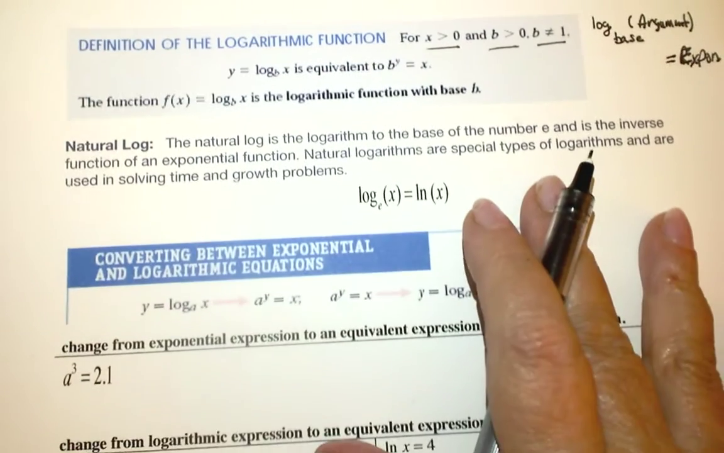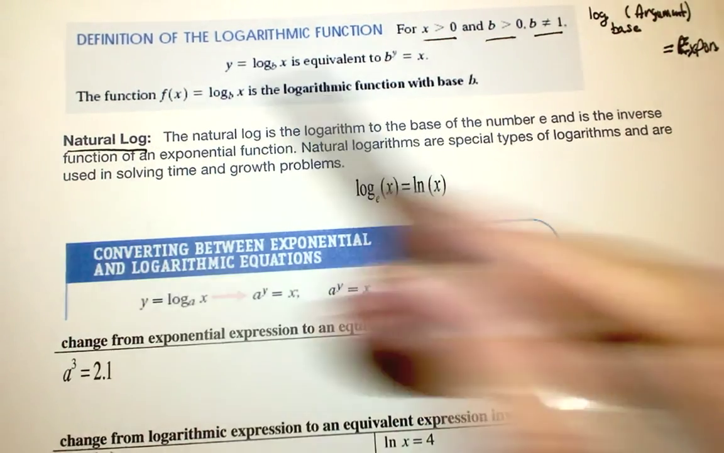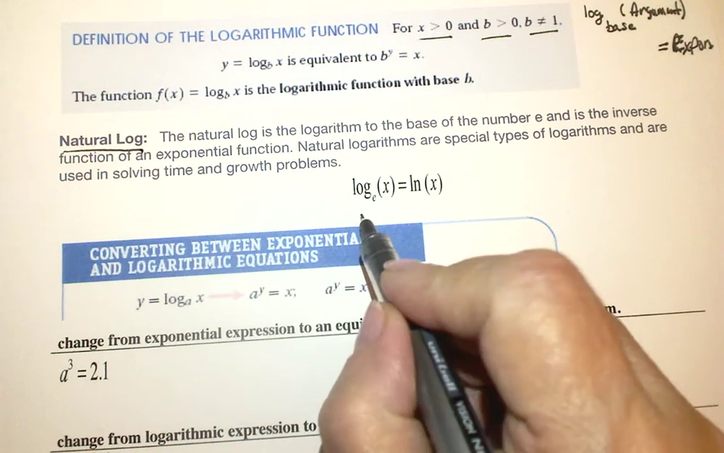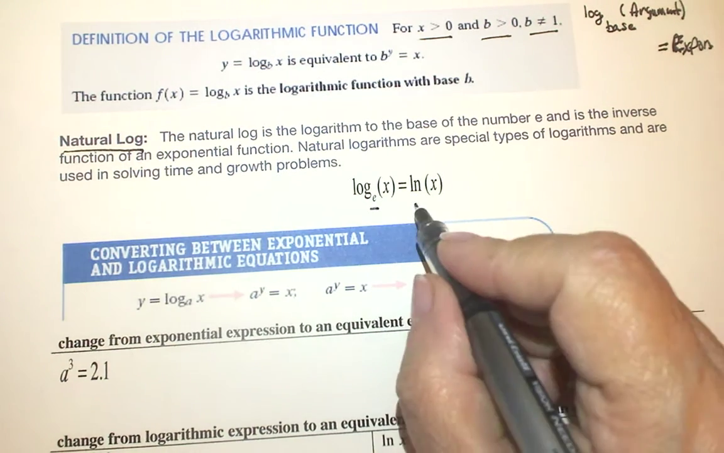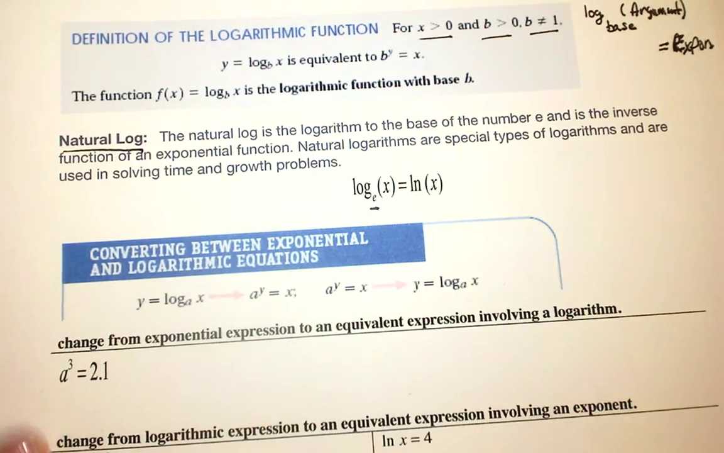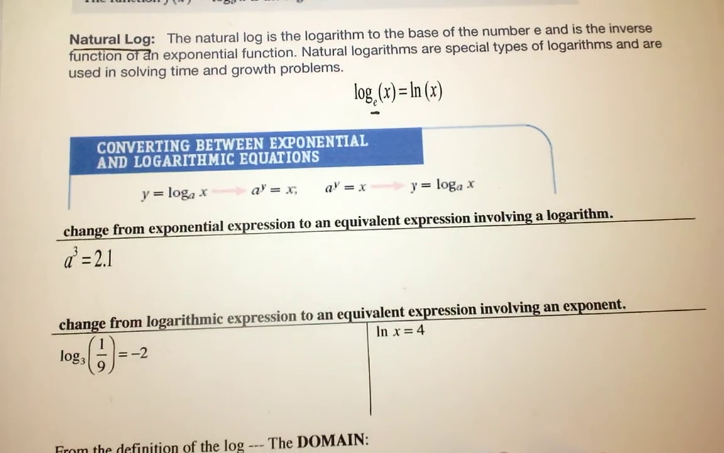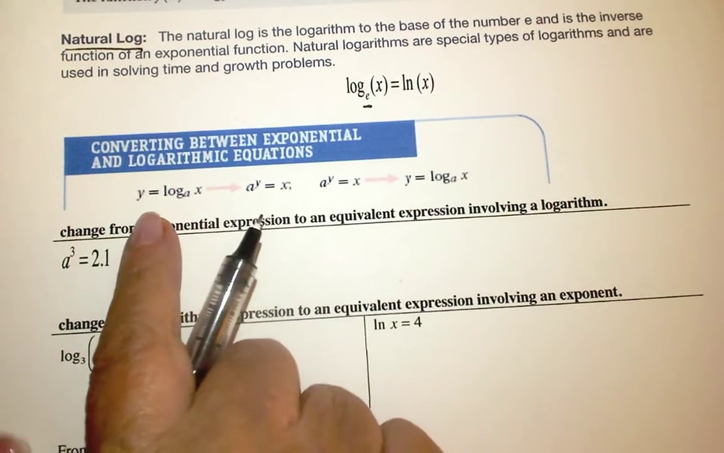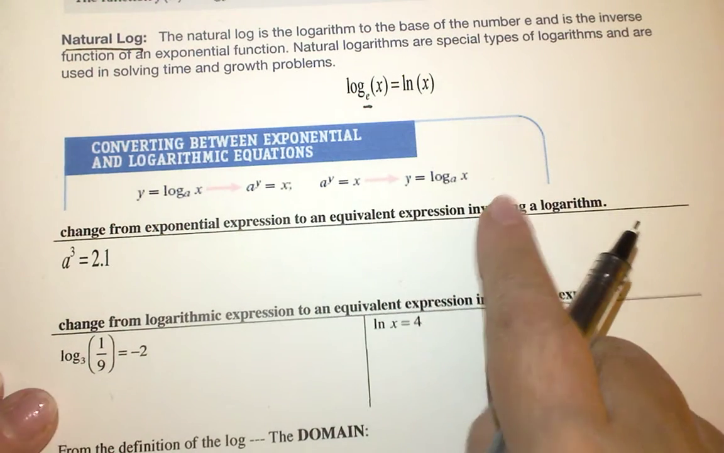The log that we're going to be working with primarily is natural log. Natural log is a log that has a base of e. There's e again. And it's called ln x. One of the biggest things we're going to be doing is moving from log notation to exponential notation and back to log.